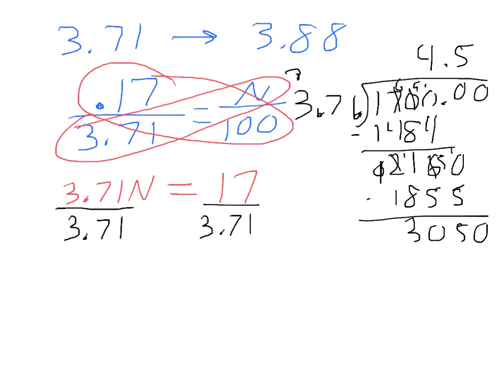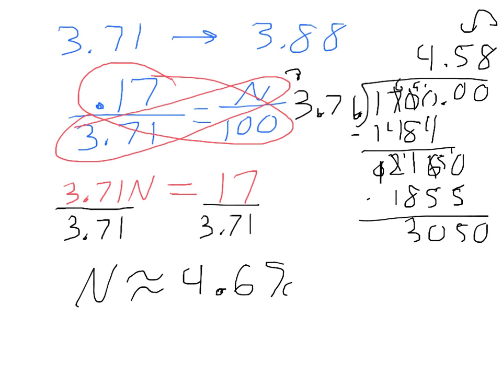Let's see, 371 goes into 3,050. How many times? 7, 8, 9 times? I think 9 is going to be a little too big. 8 might be about right. And by the way, even with 8, I won't even have to do this, because does 8 round that up? So n is going to be approximately 4.6%.